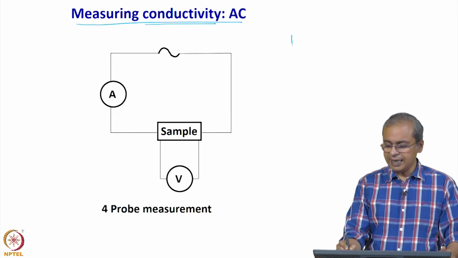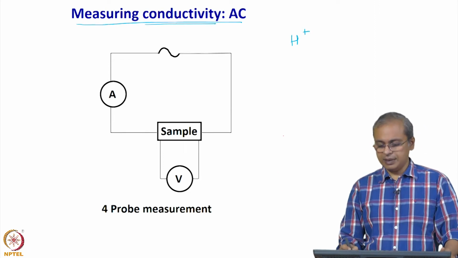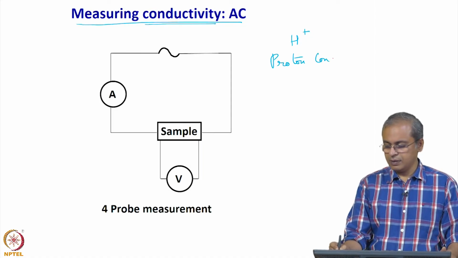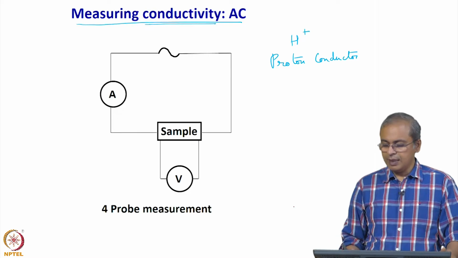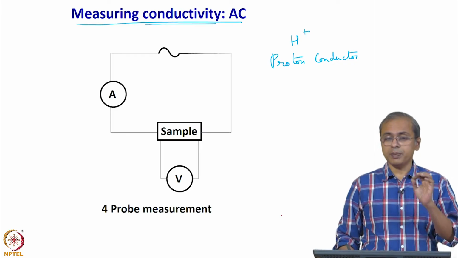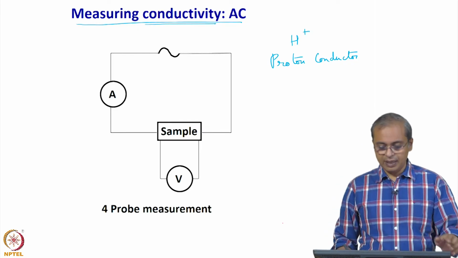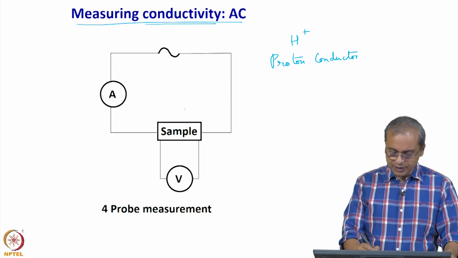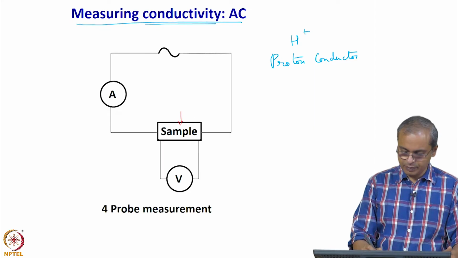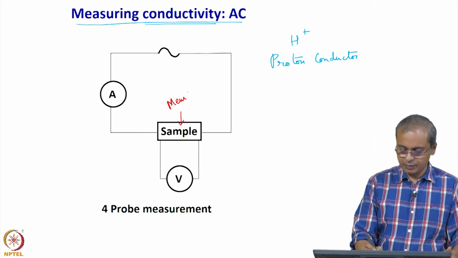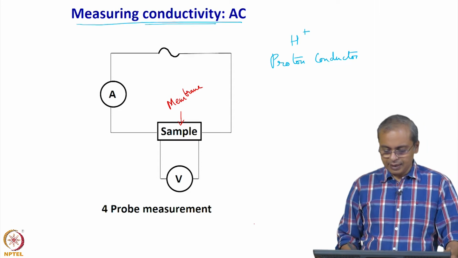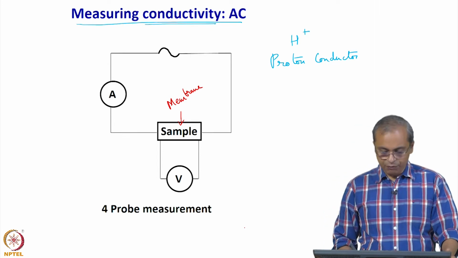So, the membrane originally had H plus ions, so it is typically a proton conductor. And so it has a proton conductivity, not electronic conductivity, but ionic conductivity associated with it. If this is your membrane sample, you can get its conductivity using a 4 probe approach.